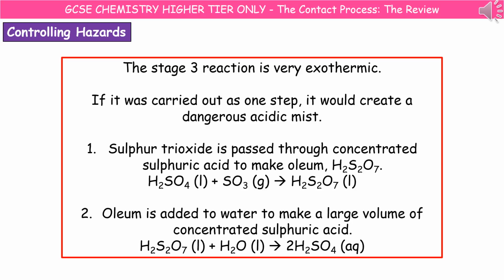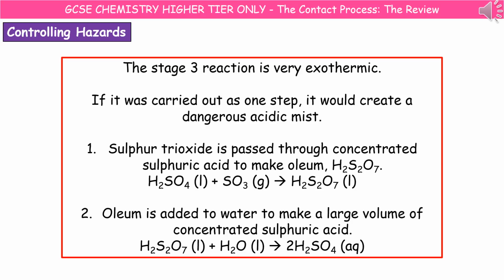The last thing to consider with the contact process is all about controlling the hazards. Now stage 3 itself, where we're making that sulfuric acid, is actually an incredibly exothermic reaction. So if we were to actually carry that out as a single step and just add our water, then we'd end up with an acid mist floating around the place. And hopefully everyone's got enough common sense to know that acidic mists are not a good thing to have floating around.